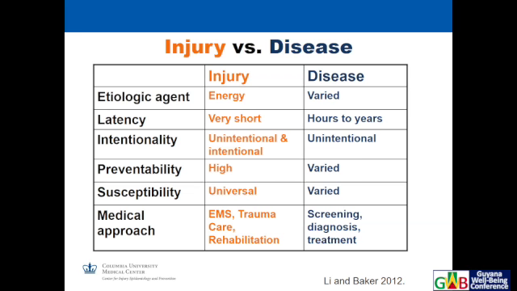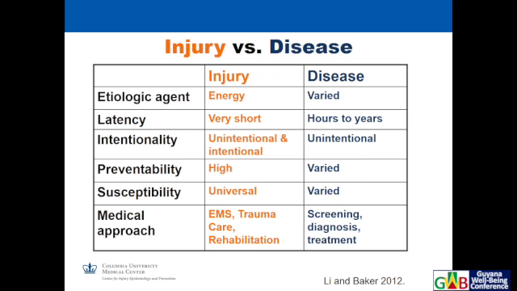Preventability: in general, injury is preventable, and there is a high preventability. On the other hand, disease could be prevented for some of them, but for some others, like cancer and diabetes and other chronic diseases, they are preventable, but very difficult. It's much harder to prevent those diseases than injuries.